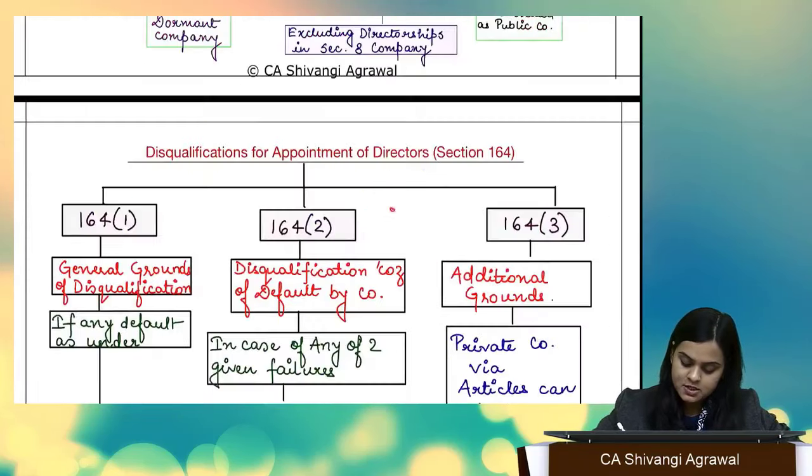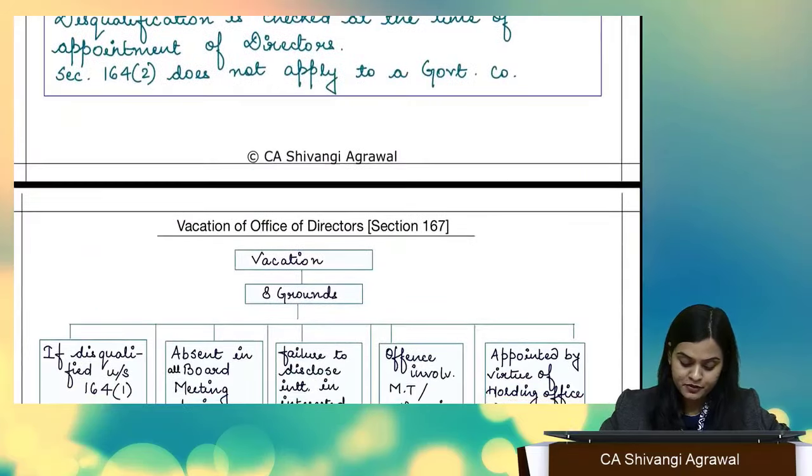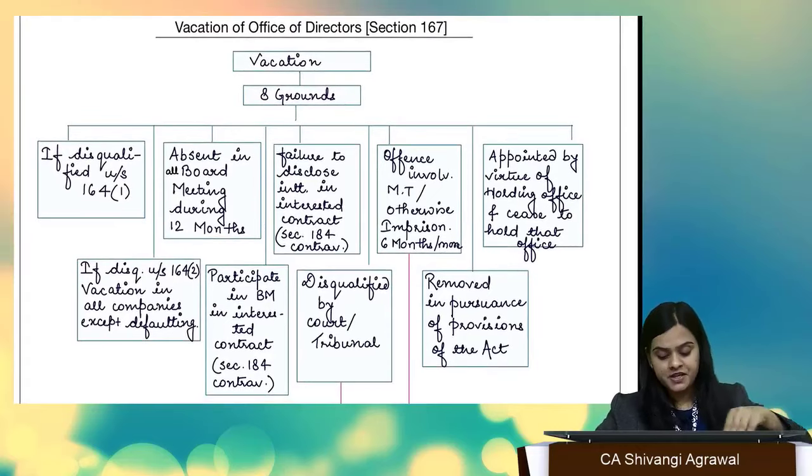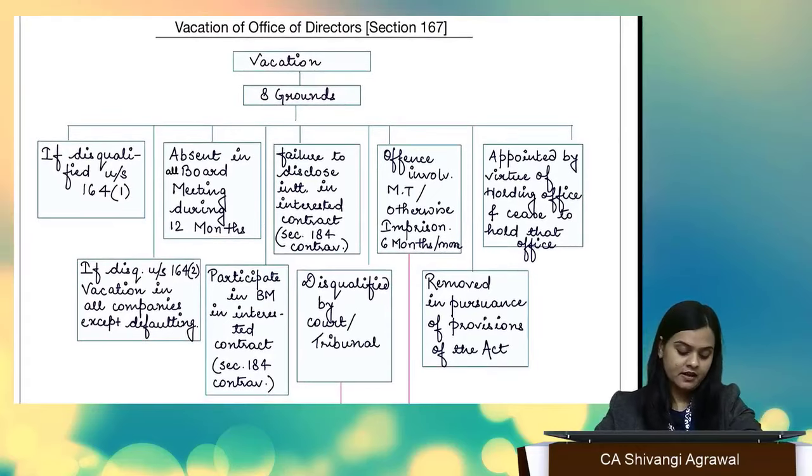For this, you also have to give a declaration, the IR 8, that I have told you a number of times. Now, vacation. Grounds of vacation, section 167.